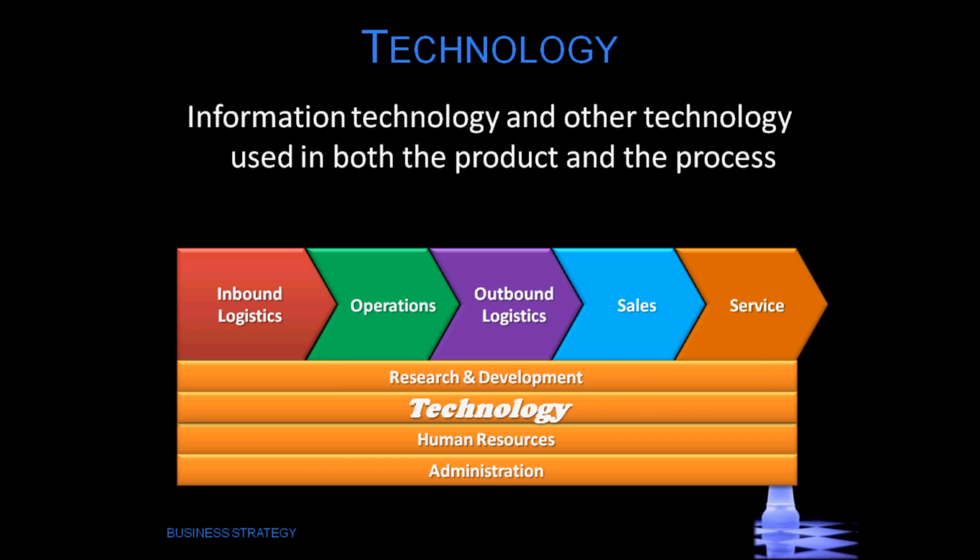Technology. Now, technology, you have to remember, is more than just computers. This is information technology, yes, but it's also other technology used in both the product and the process. Is there some better kind of material that we can use for our bags, something greener perhaps? Or is there some kind of new process that is more adaptable or better for what we're doing?